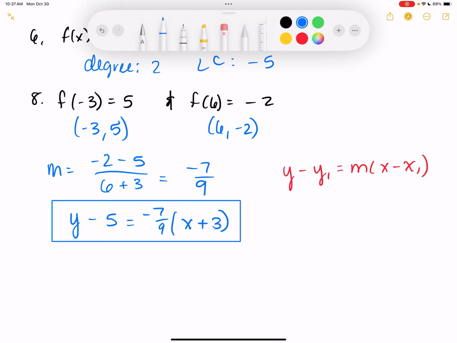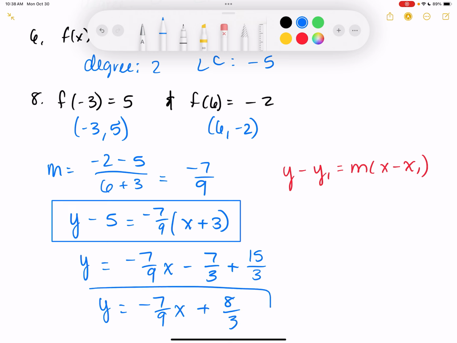So we would have y equals negative 7 over 9 x minus 7 over 3 plus 15 over 3, because that would be 5 being added over. So that would reduce to negative 7 over 9 x plus 8 over 3. Either of those two forms would be fine. In calculus, we do a lot more in point-slope form rather than slope-intercept form. So if you want to just be getting used to it, you can.